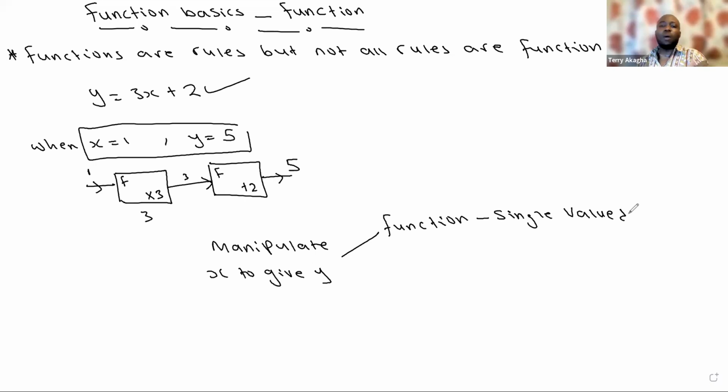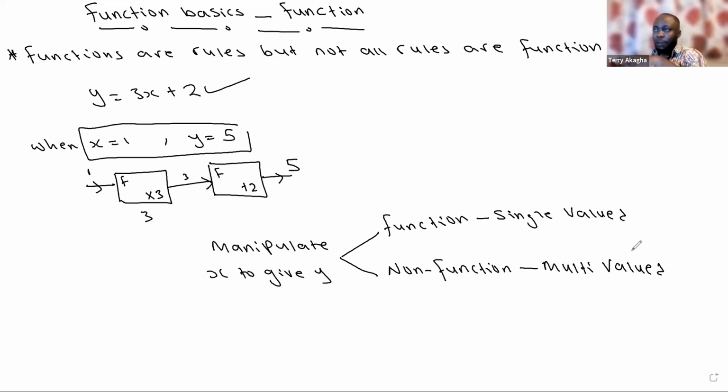Then we're going to talk about non-functions. Non-functions are when we have multi-valued. Remember I told you that for it to be a function, a particular input of x must give you a particular output of y. So this is multi-valued. I'm not going to talk about this here. I'm going to talk about it in the next video.